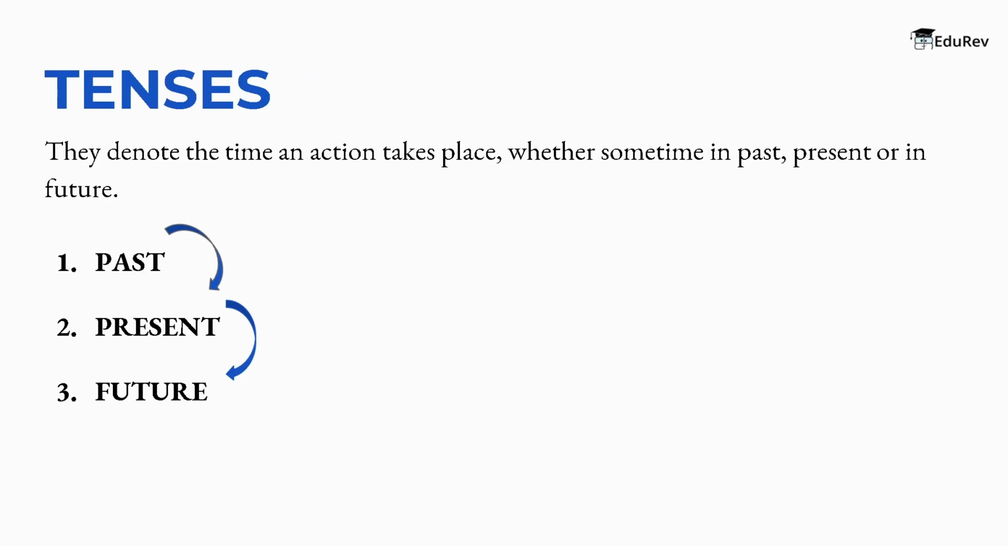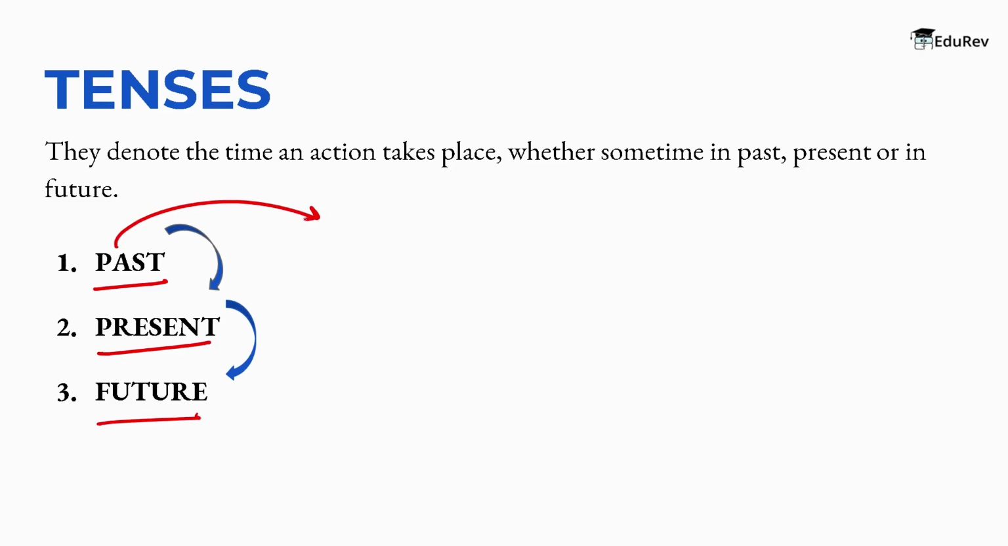So, what are tenses? Now, tenses play a very crucial role in the English language. They denote the time an action takes place, whether sometime in the past, in the present, or maybe it's going to take place in the future. That is, tenses, as you can see, are divided into three segments. We have your past tense, we have your present tense, and we have your future tense.